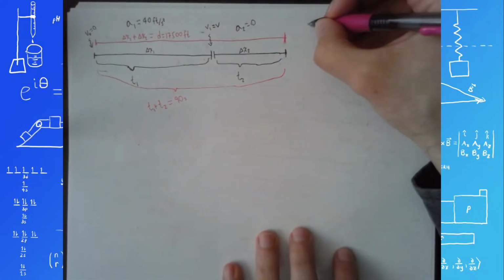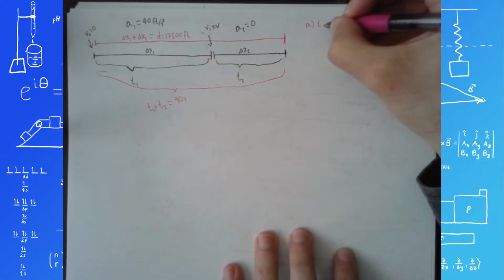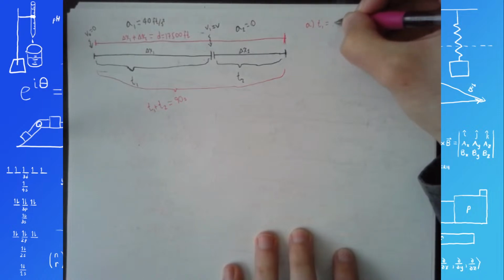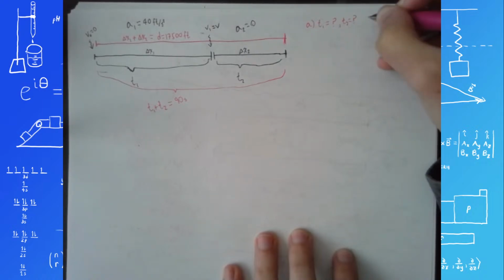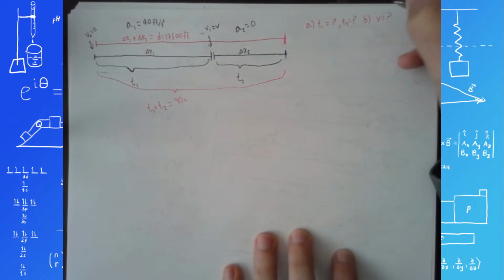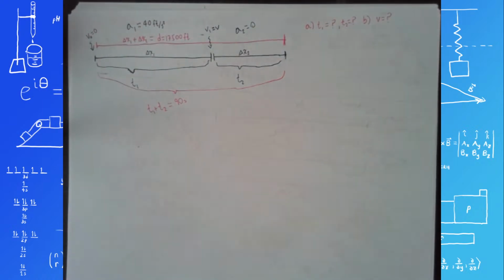So part A, find t1 and t2. And then part B, find v. And then I probably should not have written that over there because I just remembered I need that space for the third phase. Poor planning on my part.